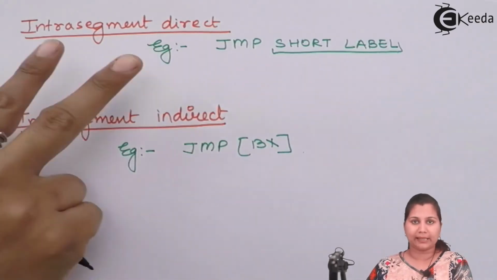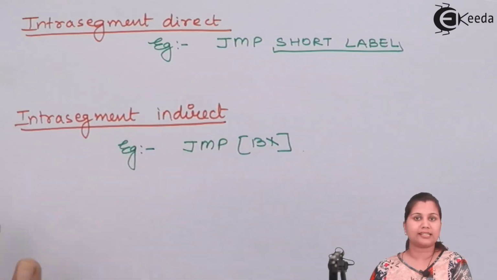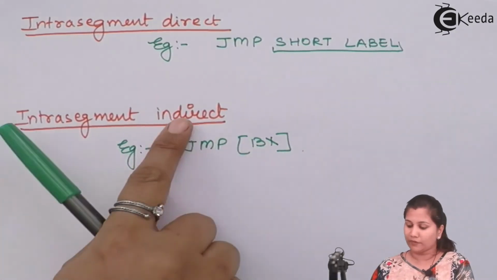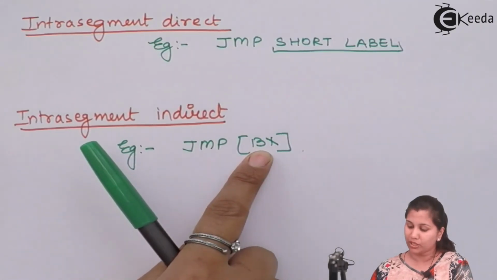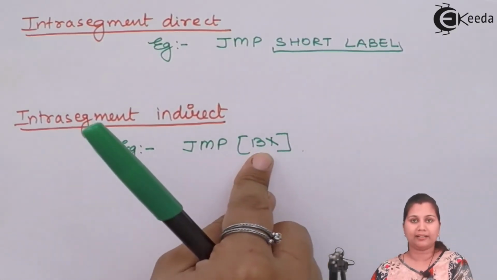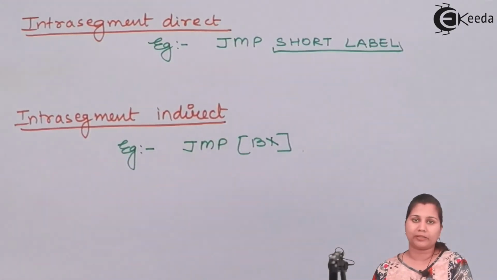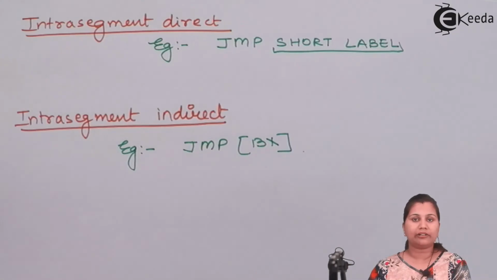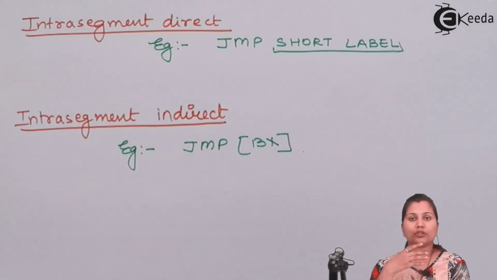In intra-segment indirect, the segment is the same, but the offset address is specified indirectly. The offset address is stored in a register. Any of the base registers can be used, and that offset address will be added to the segment address, and at that location the microprocessor will jump to execute the other instructions. So these are the addressing modes for the control transfer instructions, where the execution is transferred to some other memory location.